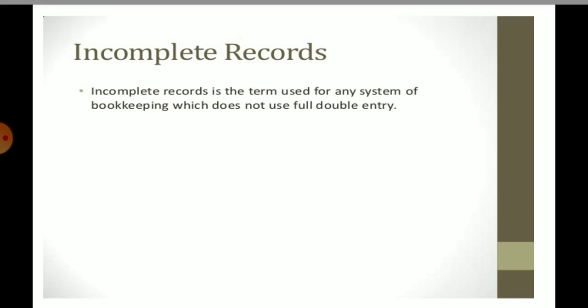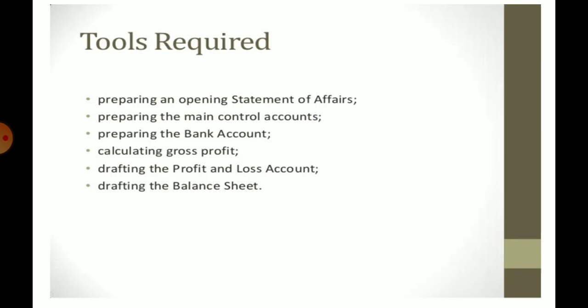Incomplete record is the term used for any system of bookkeeping which does not make full use of double entry. When a person makes books of account but not on the double entry system, that is the debit and credit rule, there will be incomplete records. The tools required to correct these entries are preparation of the opening statement of affairs, preparation of the control accounts, preparation of the bank account, calculating gross profit, drafting the profit and loss account, and drafting the balance sheet.